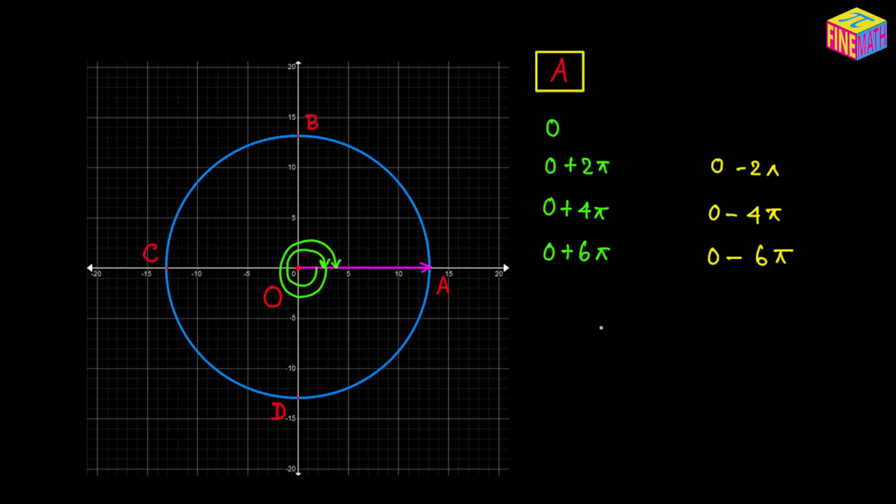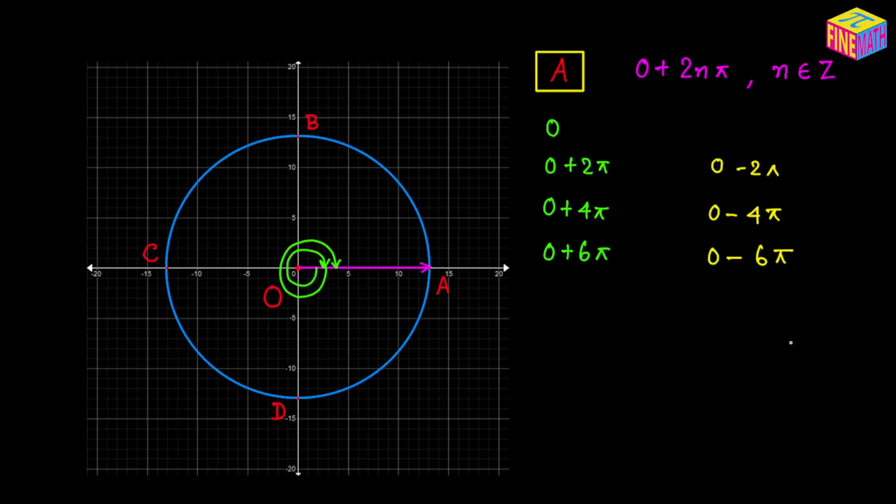So we can say at position A, the angle that it is forming is actually 0 plus some even multiple of pi, and that even multiple could be a positive even multiple or a negative even multiple, but it's just an even multiple of pi. So can we write it like this then? We can write it as 0 plus 2 times n times pi, where n could be any integer, positive or negative. I have noted that as n belonging to the integer set.